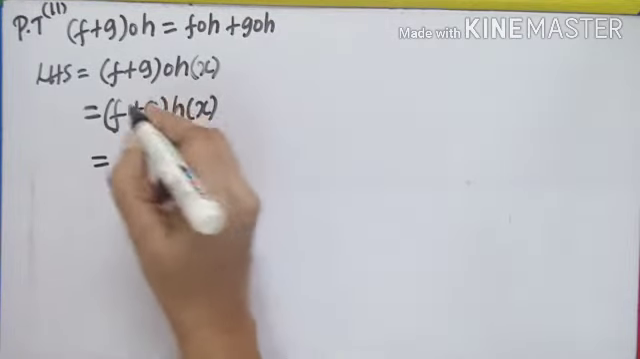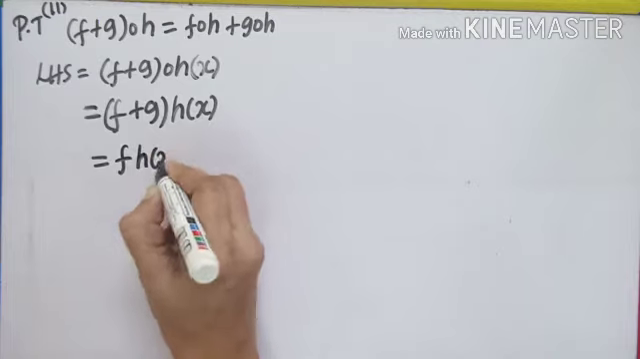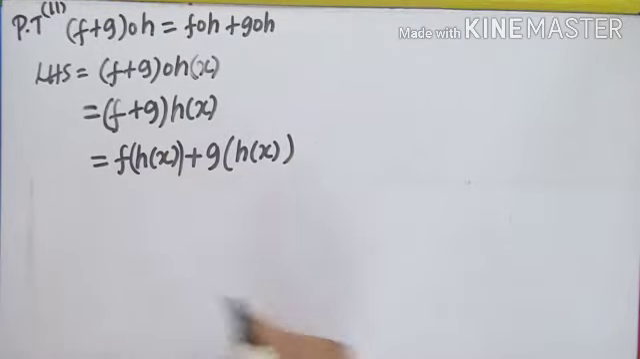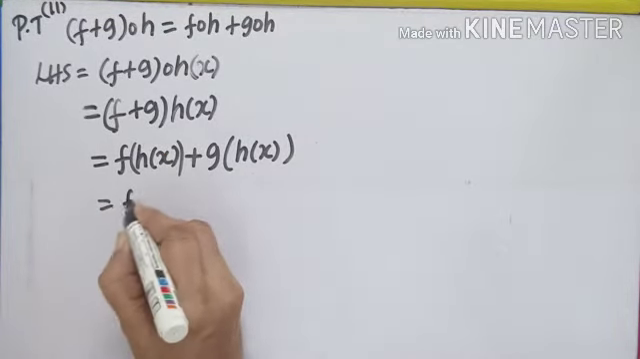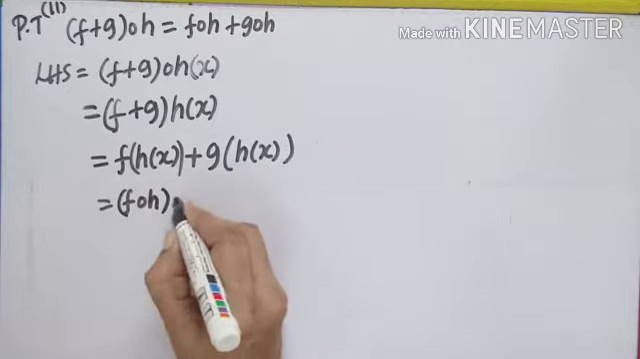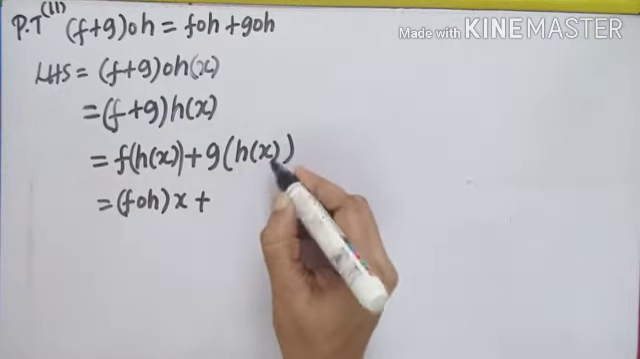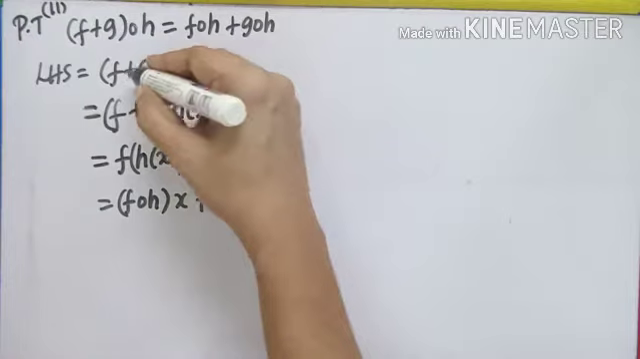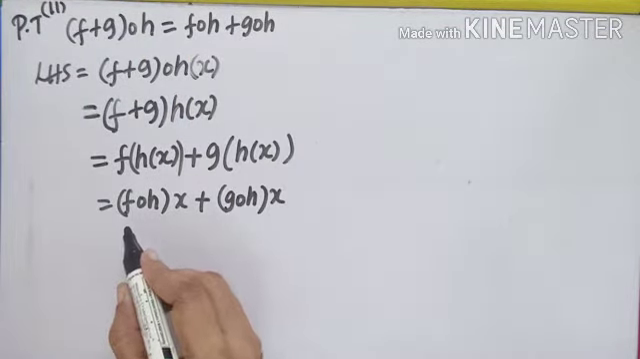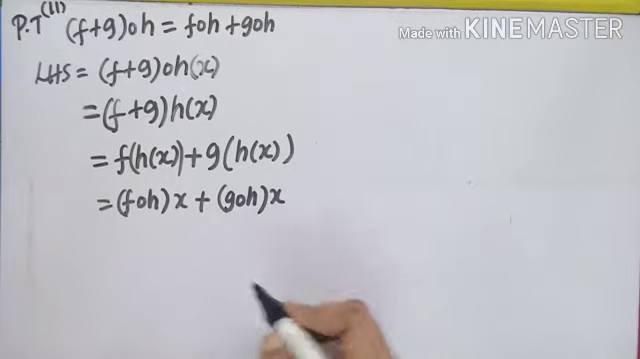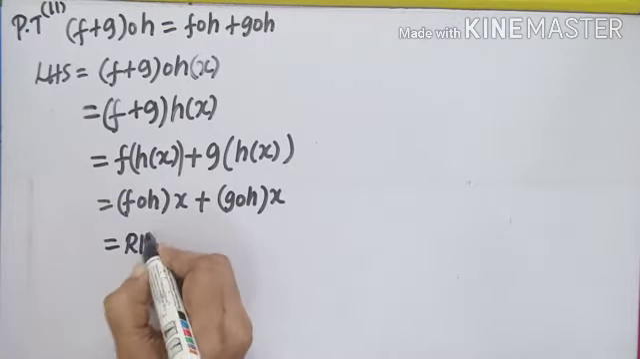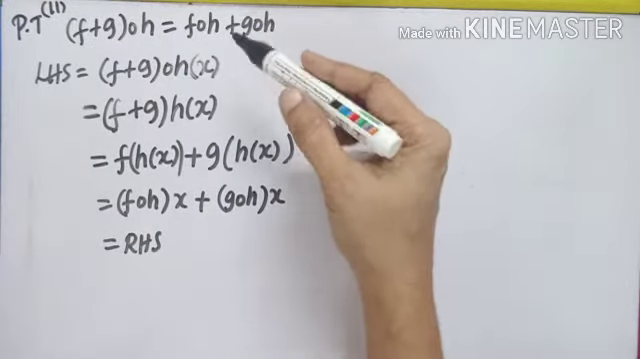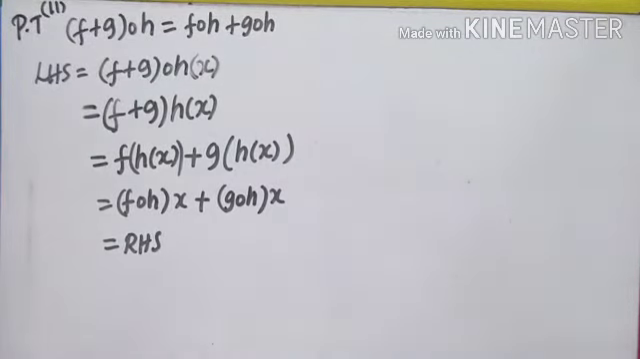The next step, distributive law: f of h of x plus g of h of x. f of h of x, I can write as f composition h of x. g of h of x, I can write as g composition h of x. We started with (f plus g) composition h. We ended with f composition h plus g composition h. And this is the RHS. So we have shown (f plus g) composition h equals f composition h plus g composition h.